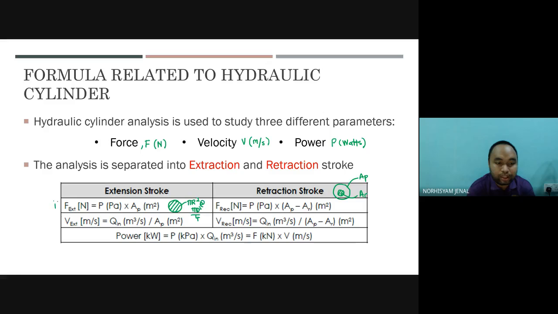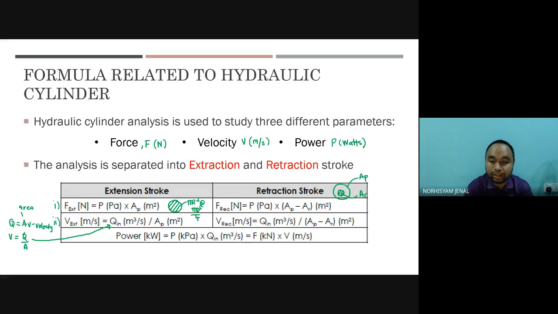Okay, so number 1 is extension force. Number 2, velocity should be the same. We need to use different area also. So remember, this is coming from Q is equal to A times V. Remember this from fluid mechanics. Okay, this is area, this is velocity. So to find V, it is equal to Q divided by A. That's why the equation is this way.